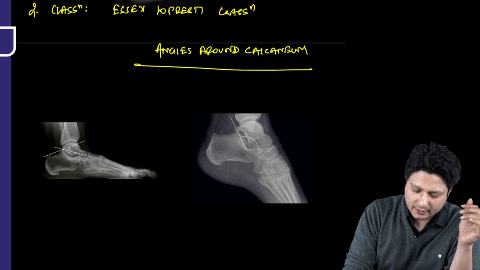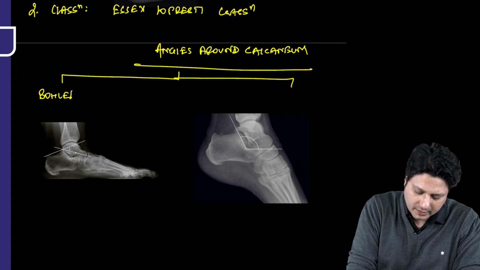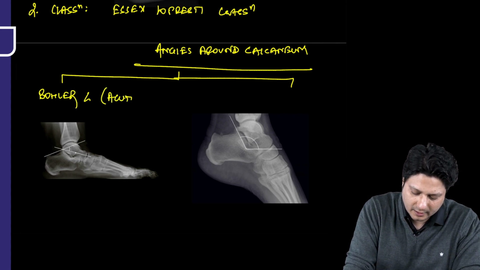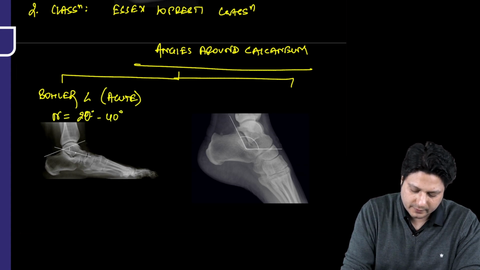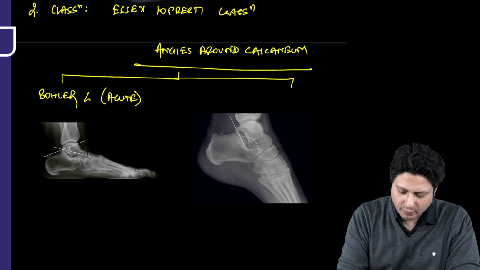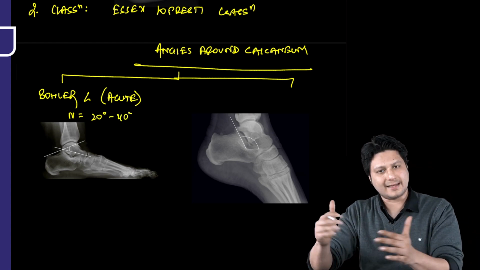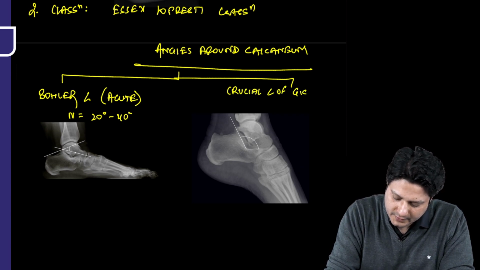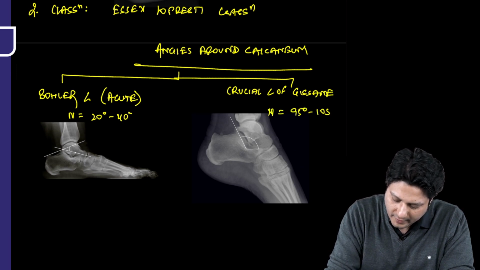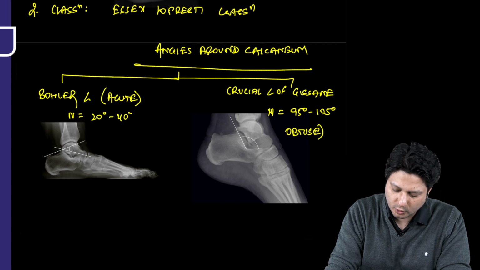Now there are 2 angles around the calcaneum. One is Bohler angle. What is the significance of this Bohler angle? It is an acute angle, because normally the value of this Bohler angle is around 20 to 40 degrees. So it remains acute, less than 90. The other one is the crucial angle of Gissane, where the value is around 95 to 105 degrees. So it is an obtuse angle. As you can see, it is more than 90.